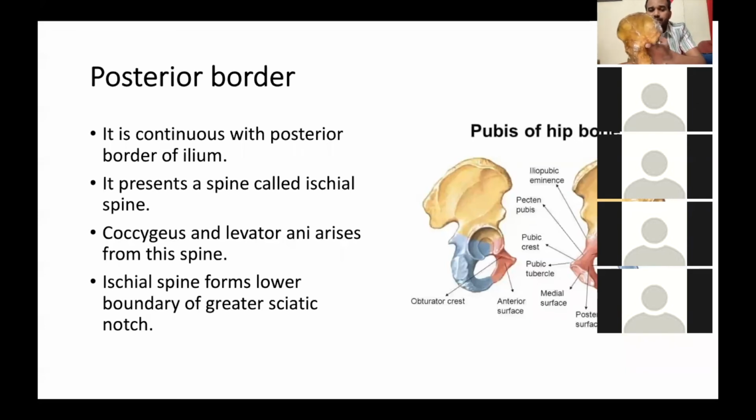The posterior cutaneous nerve of thigh will also pass through the greater sciatic foramen. All these things we can study later, but as of now try to keep in your mind that the greater sciatic notch and lesser sciatic notch are both converted into foramens by the sacrotuberous and sacrospinous ligaments. Some structures pass through the greater sciatic foramen and some through the lesser sciatic foramen, which we will discuss later on.